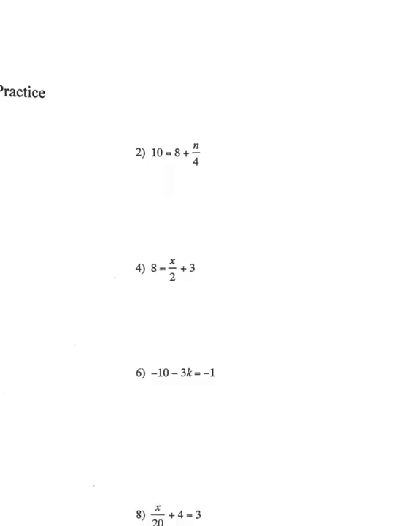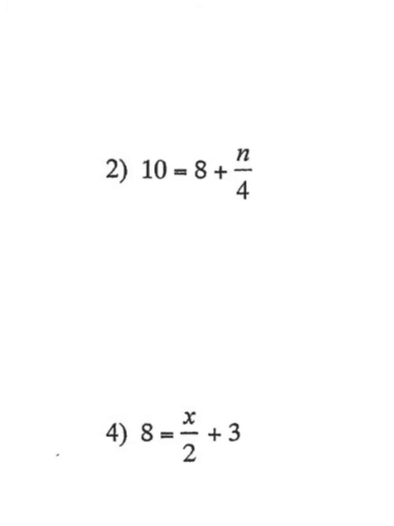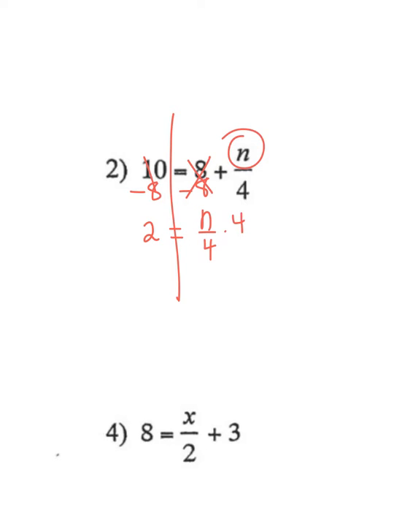All right, number 2. There's my equal sign, there's my n. I'm going to subtract 8 on both sides. That cancels out the 8. This becomes a 2. And now I have n divided by 4. The opposite of divide by 4 is times by 4, or 4 over 1, that cancels that out. That leaves me with n, and times 4 on this side, that equals 8.